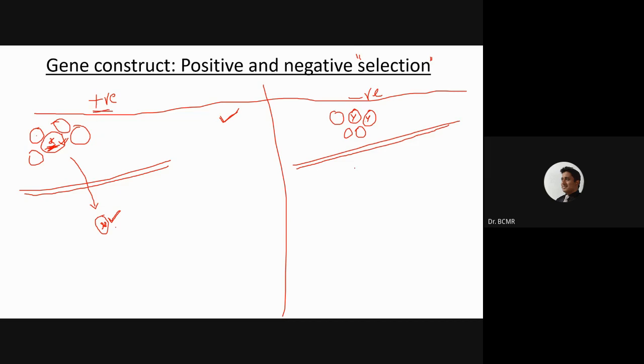Negative selection is, say, if these three cells survive, which did not get Y, and those cells with Y died out. That means the presence of Y is killing the cells, is not allowing the selection. So this is called negative selection. Okay, let's go through, and then we will see some examples which will better our understanding.